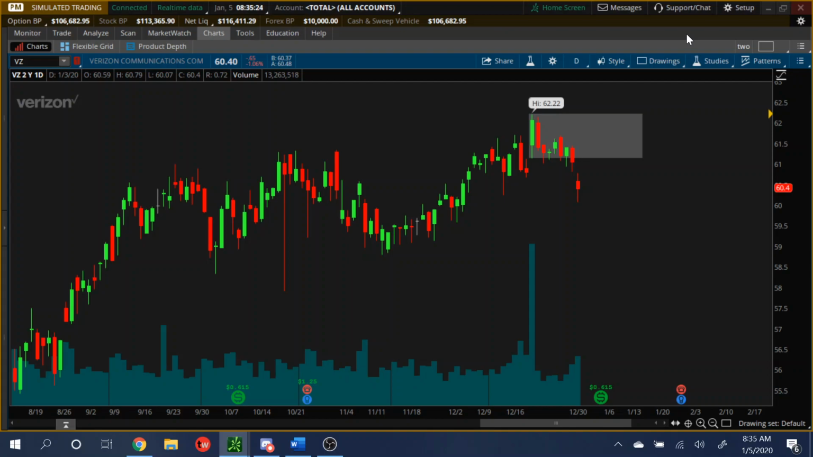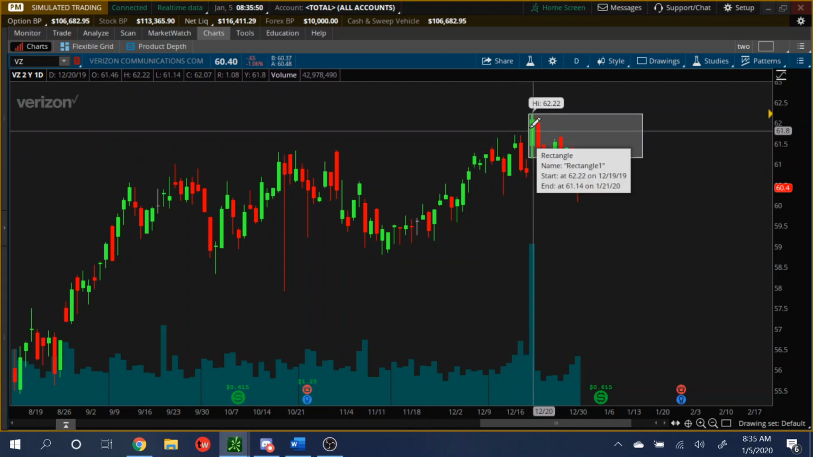So here I have a chart of VZ Verizon. And recently, Verizon broke its all-time highs right here with this green, what I like to call a break-up candle. It's a candle that is usually bigger than the ones around it, breaks an important level, and closes near the high, or on a breakdown candle would close near the low. So in this case, Verizon had a break-up candle.